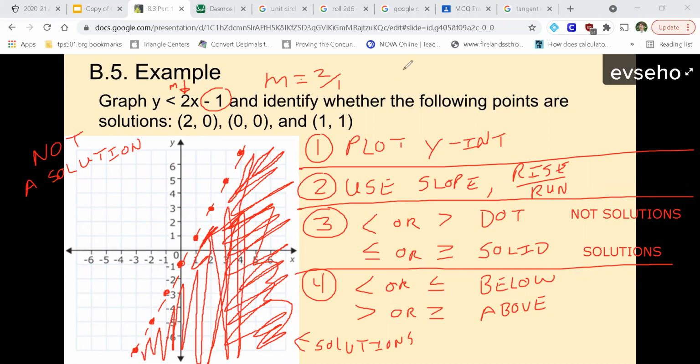Okay, the other questions that I'm going to ask you to do aren't so bad. They are asking whether or not points are solutions. So this point, 2, 0, is right here. That's the point 2, 0. Is that point a solution to this inequality? Yes, because it's in the shaded region. So this one is yes.